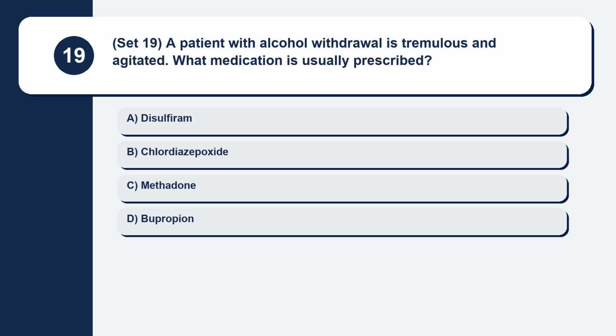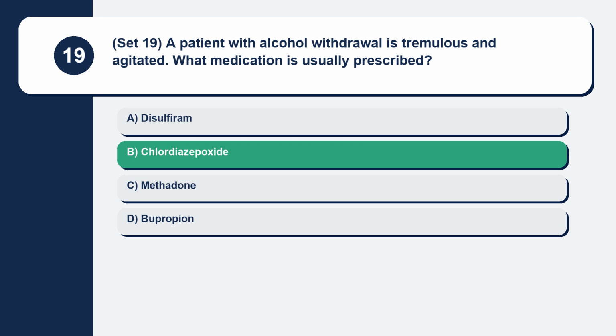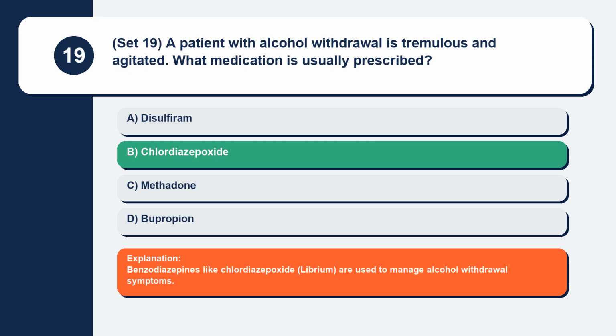Question 19. Set 19. A patient with alcohol withdrawal is tremulous and agitated. What medication is usually prescribed? Disulfiram, chlordiazepoxide, methadone, bupropion. Benzodiazepines like chlordiazepoxide, Librium, are used to manage alcohol withdrawal symptoms.